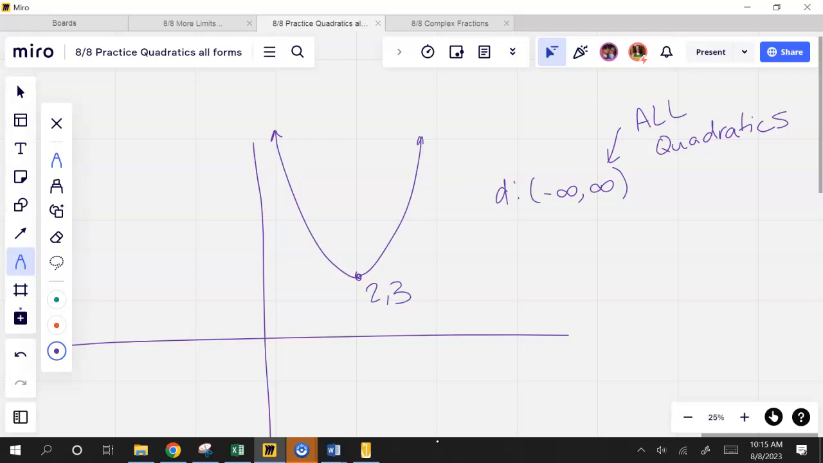Infinities are always parentheses, because can you actually be infinity? No. So you do a parenthesis, because that's really a conceptual thing. It's really just telling me I'm getting super duper big or super duper small.